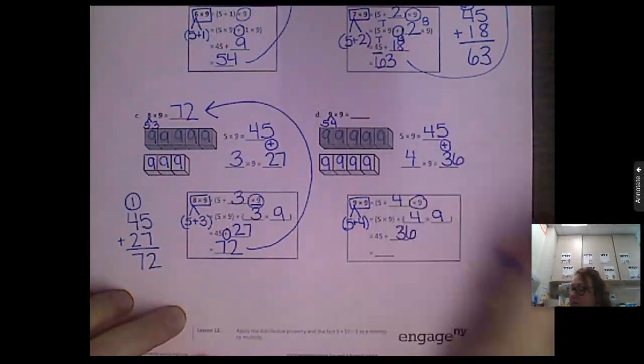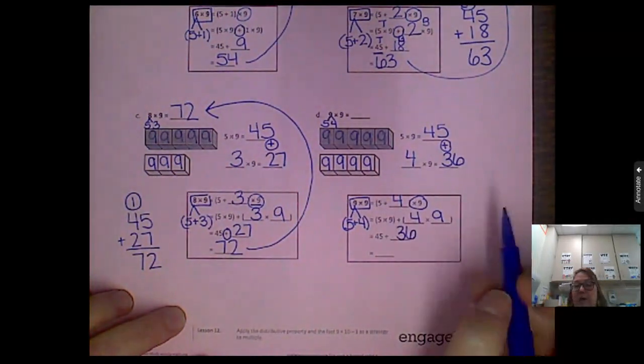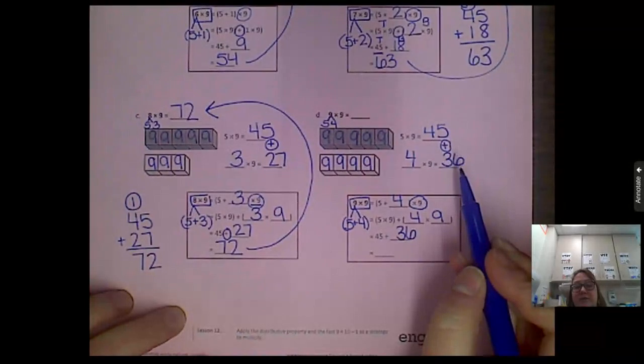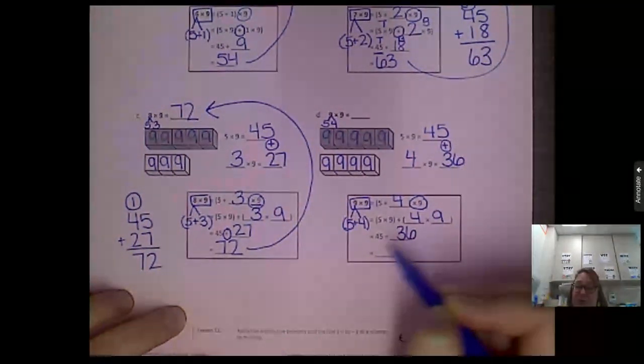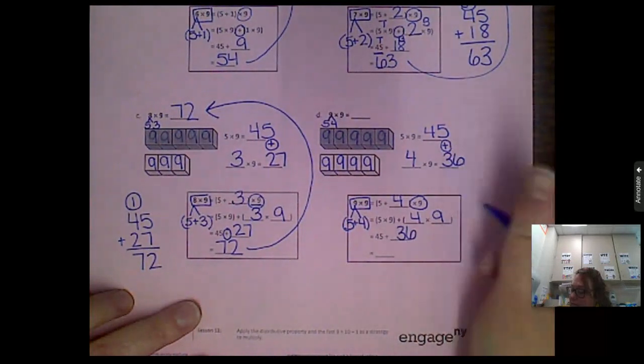36. Nice work. Okay, and if you didn't get that there, 45 is the total from the top plus 36, because that's the total from the bottom, right? What do I do with those two parts? I'm going to add them together.